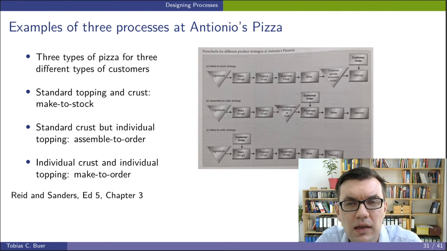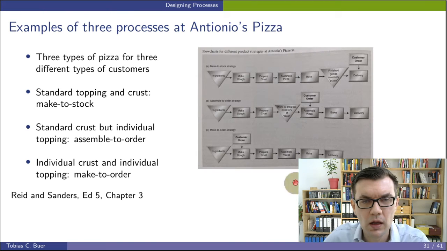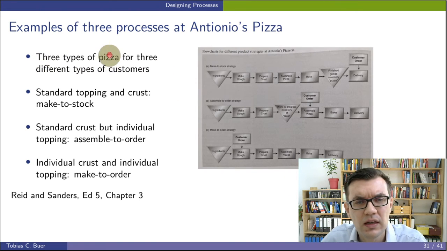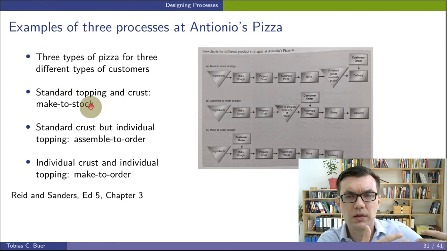Now let's look at Antonio's pizza and let's have a look at 3 different examples of processes. So Antonio is producing 3 different types of pizzas to address the needs of 3 different types of customers. The first type of pizza is just the standard topping and the standard crust. Antonio makes his pizza to stock, so Antonio is producing the pizza before there are any orders from his customers.